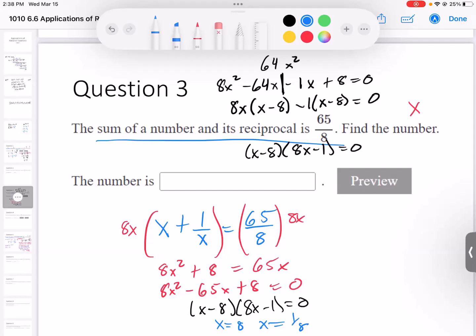But why? How do you decide which one to put it?